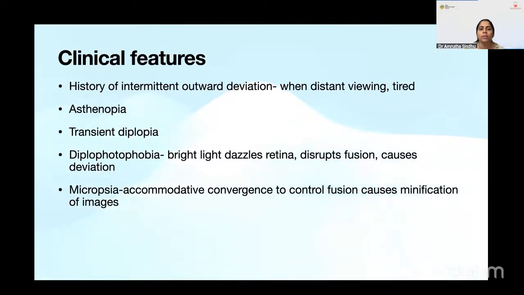So many of the kids are brought with this complaint. The child is not opening the eye when it goes to bright light. So that is also a common presenting feature.